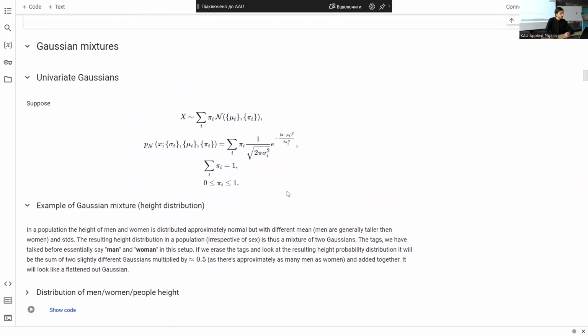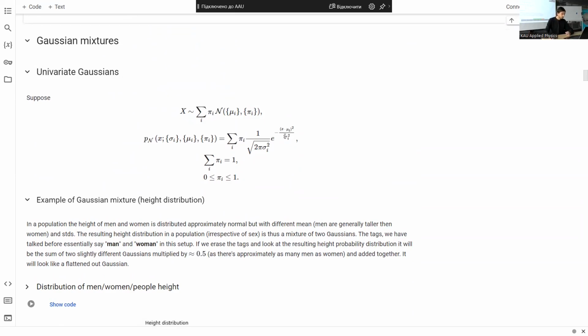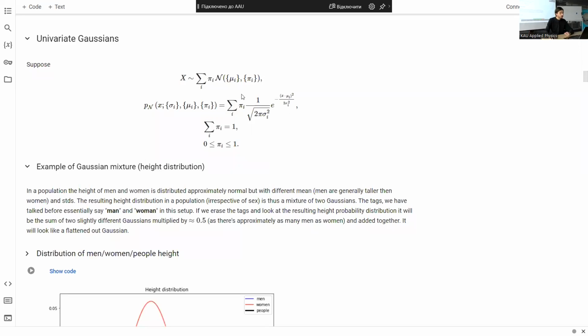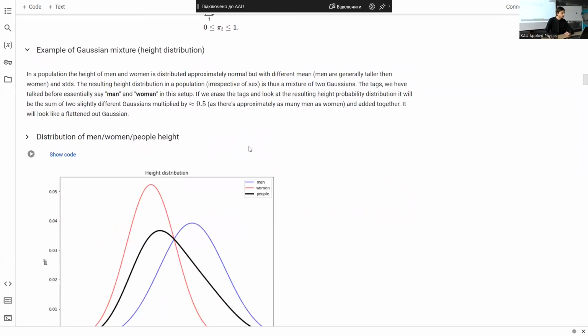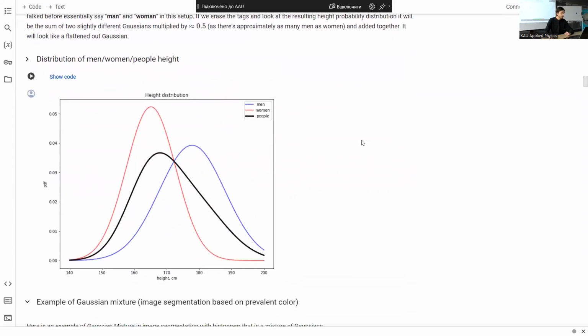Okay, here are the mixtures. So the mixture of the univariate normal distributions, here it is. I have some sum of pi_i with normal distributions. Here is my univariate normal distribution, just the one-dimensional case. Everything is quite simple. And here is the example I was telling you about.